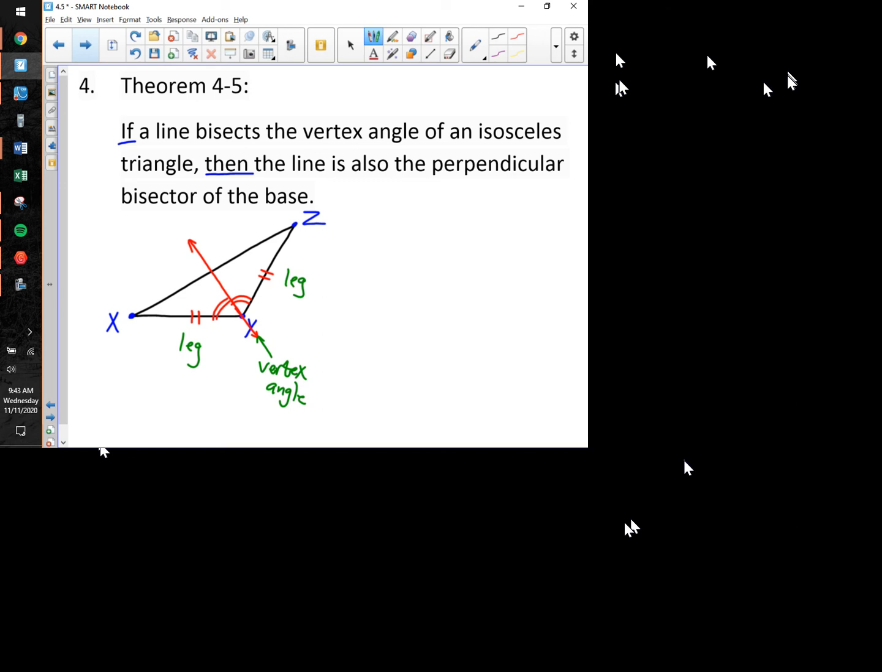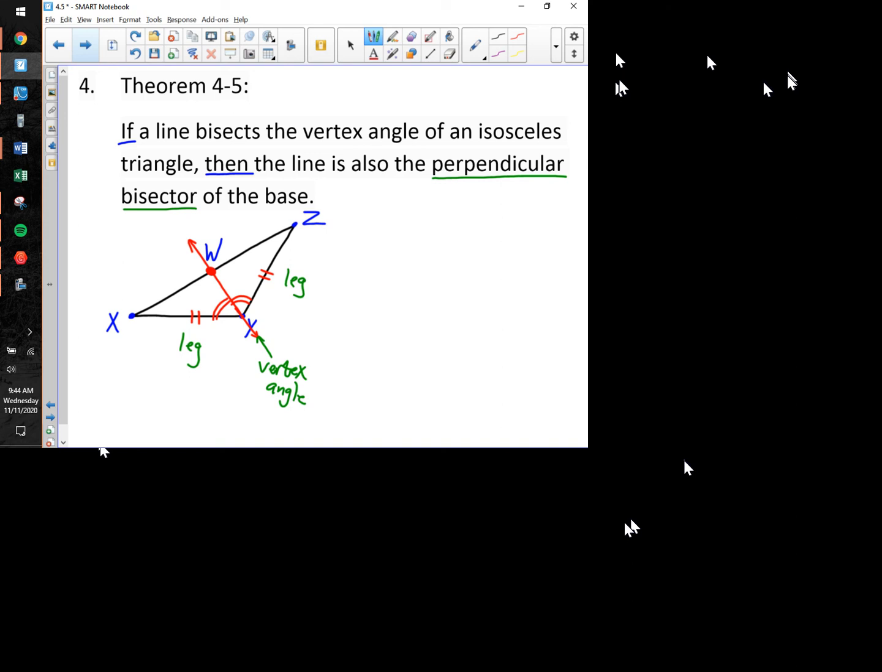bisector of the base. Okay, this point right here, guys, where that red angle bisector intersected the base of our triangle, I'm going to name that point W, just so we have something going on here. And the phrase that's important right here, guys, is a two-word phrase, perpendicular bisector, okay? It means kind of what it says. First of all, it's perpendicular.